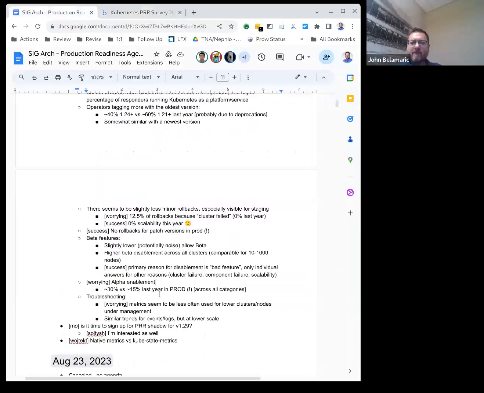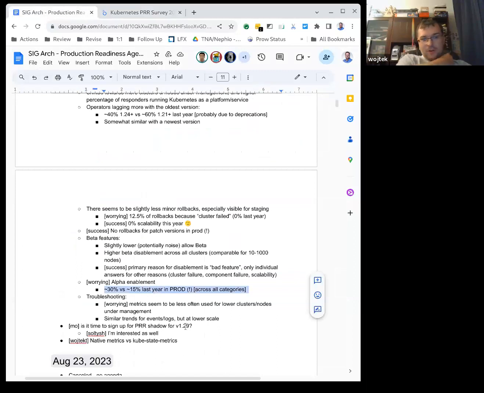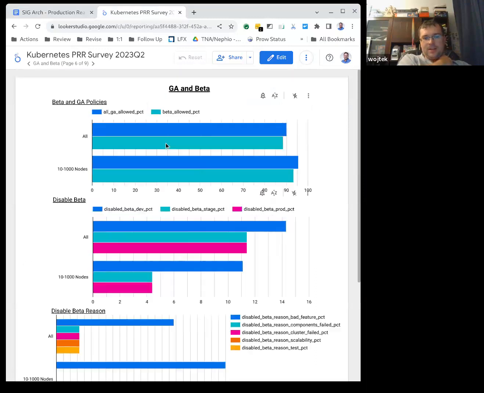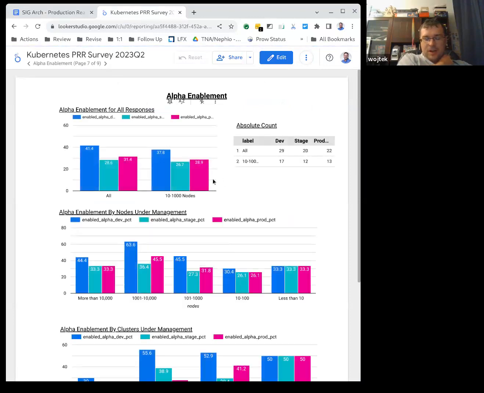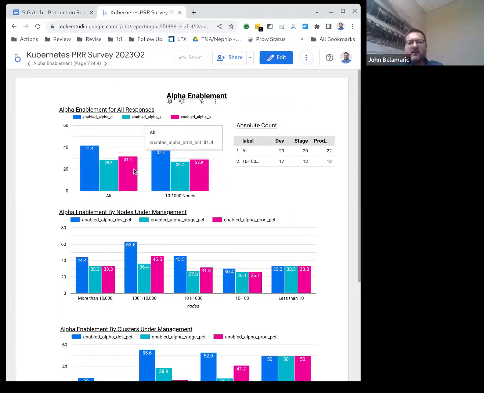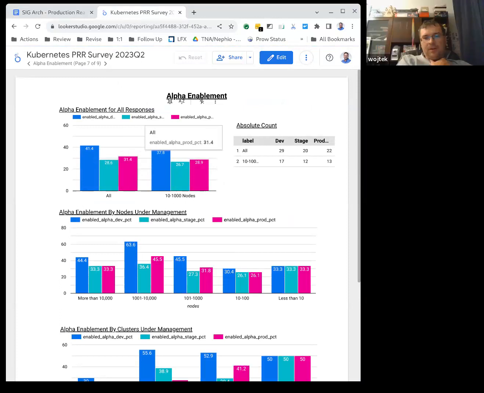What was worrying to me was alpha features, because the enablement for alpha features actually increased significantly, and that definitely doesn't look like noise. So I guess this is one of the things that we should think about how to follow up on, and what that really means. Does this mean people are just enabling alpha features in production?